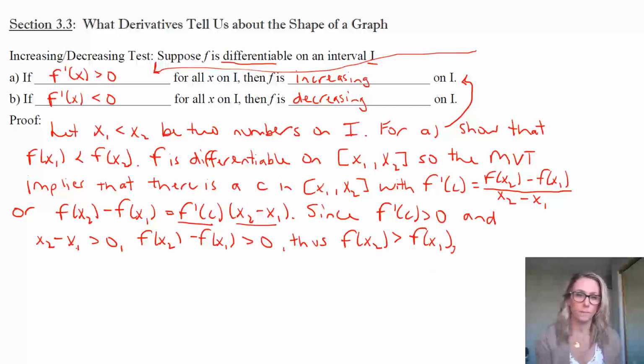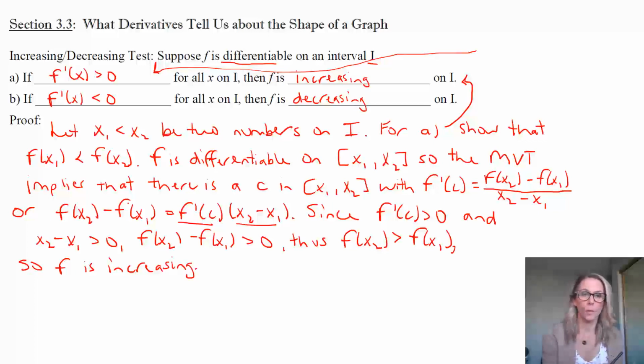And by having that, we know that f is increasing. A similar proof would be used for b if you wanted to show the decreasing part. It would be just the fact that if x2 is greater than x1, then f of x1 is actually going to be greater than f of x2. So it would be a very similar proof.